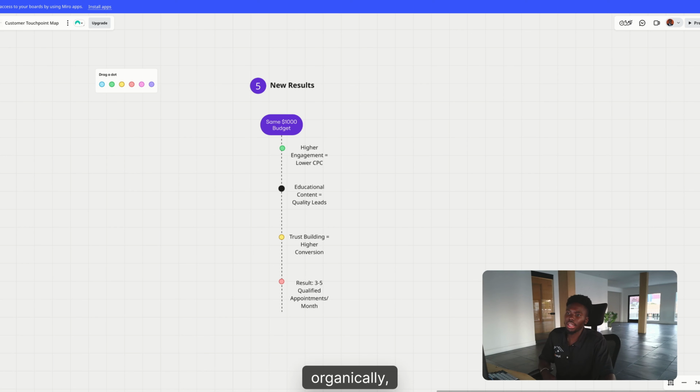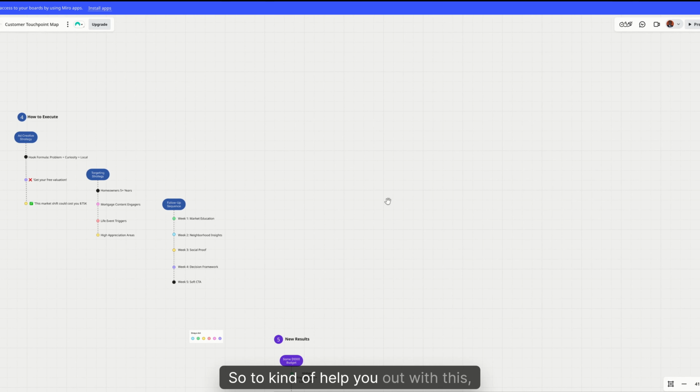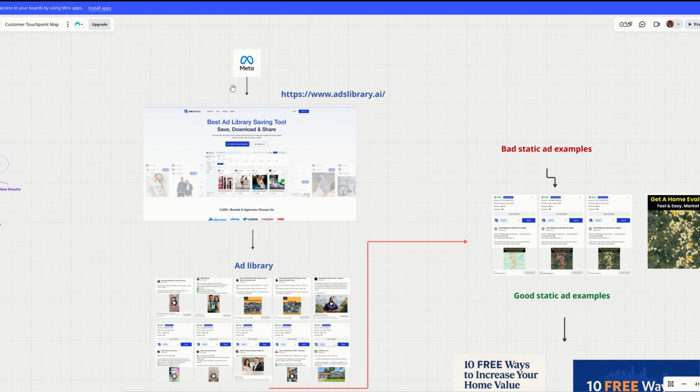Doing things organically and having a personal brand matters, because people buy from people that they know and trust, and that's the whole point of building this, or even just running it as an ad. So to help you out with this, you can actually use an ad library tool.